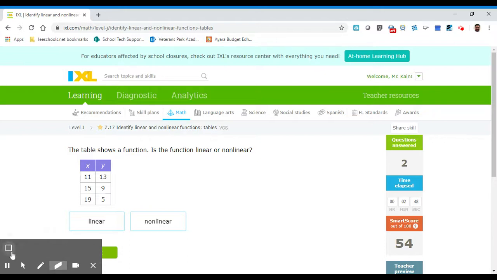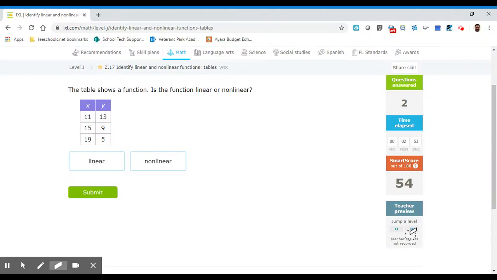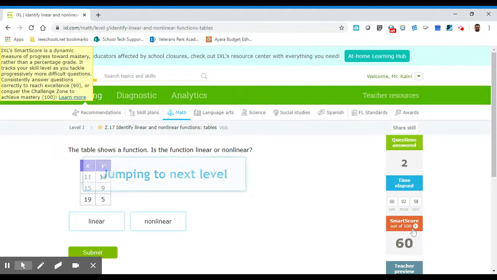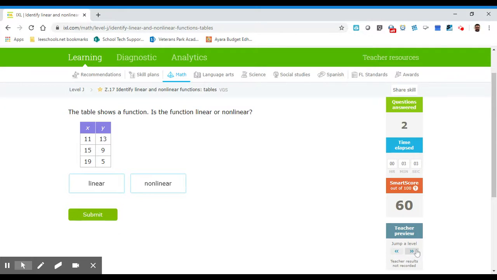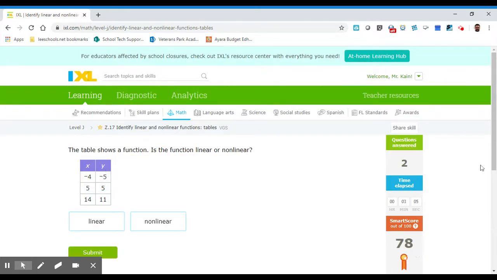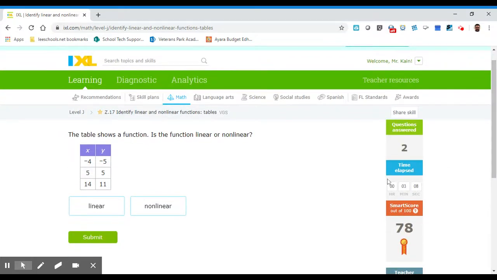Okay, all right. Let's jump up again. Let's jump up another level. Click on it, jump up another level. We're at 60. Okay, it's about the same, so let's jump up again. Okay, 78. So now they're just giving us negatives inside of our table. So we might have double negatives here, that's all. So 11 minus 5 is 6, and 14 minus 5 is 9. 6 over 9.